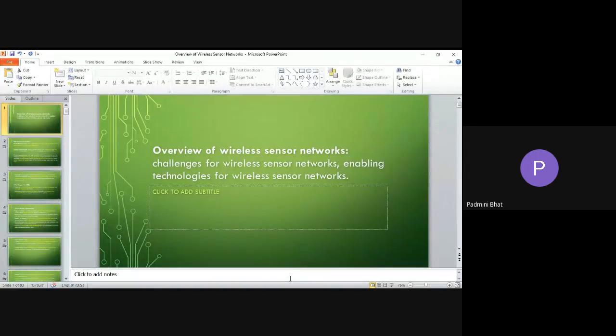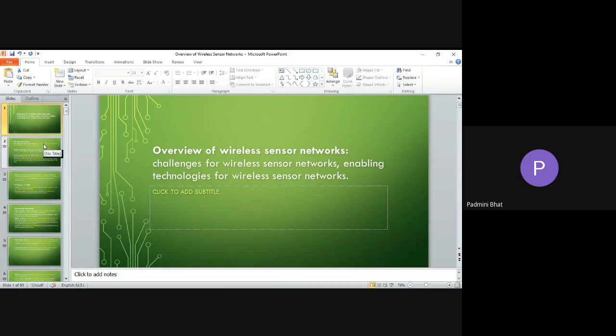Good morning. Today we will start with our fourth module, that is wireless sensor networks. So today we will discuss an overview of wireless sensor networks, challenges for wireless sensor networks, then the technologies which enable the wireless sensor networks.